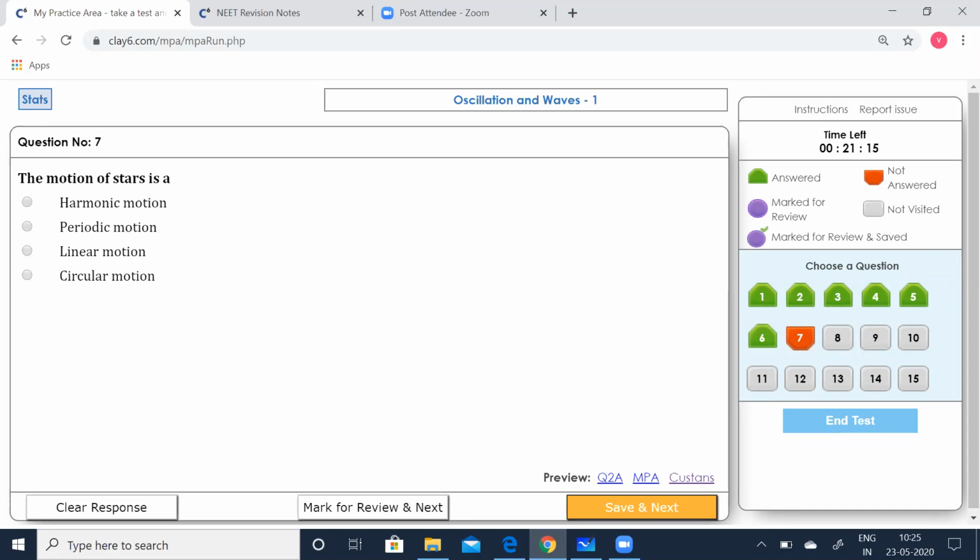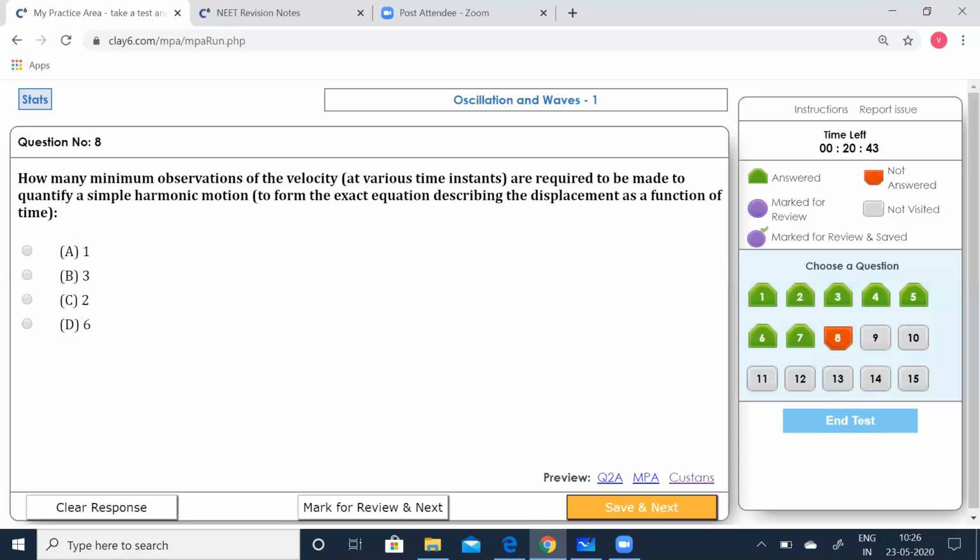The motion of stars is a harmonic motion, periodic motion, linear motion, or circular motion. Which can be the correct answer? The motion of stars is relative to Earth. Hence, as Earth rotates, the stars relatively move with a period of one day. Further, as the Earth moves round the sun, the stars are seen to occupy different positions, right? So it cannot be linear. It should be a periodic motion. Save that, go to the next.